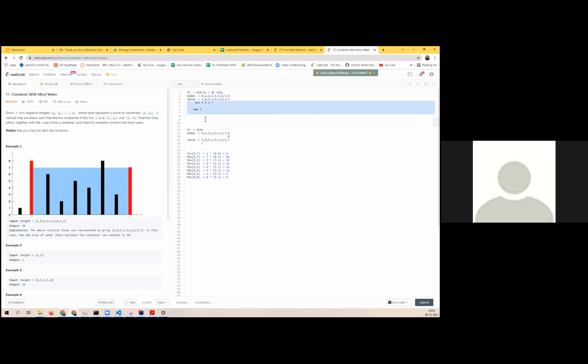In the same direction, we can think of storing whatever maximum towards the left side. So at any point of time, we check what is the maximum height to my left at this condition. Let me just draw that out.